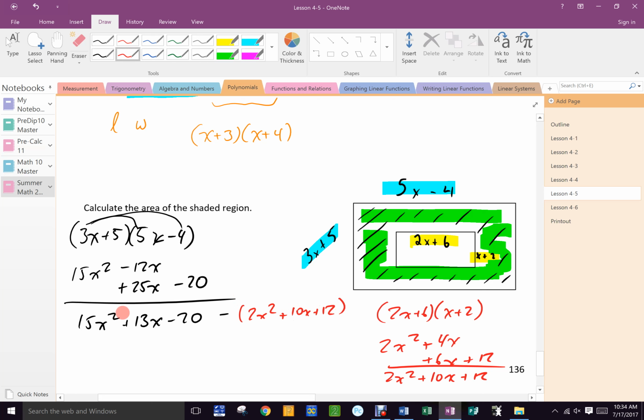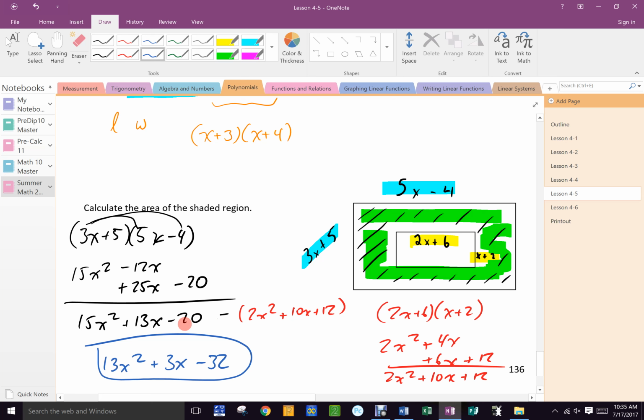What is 15x squared minus 2x squared? 13x squared. What is 13 minus 10? Plus 3x. And what is negative 20 minus 12? Negative 32. Mr. Meyer, the answer is 15x squared plus 13x minus 20. We're down there, and it's plus 10x.